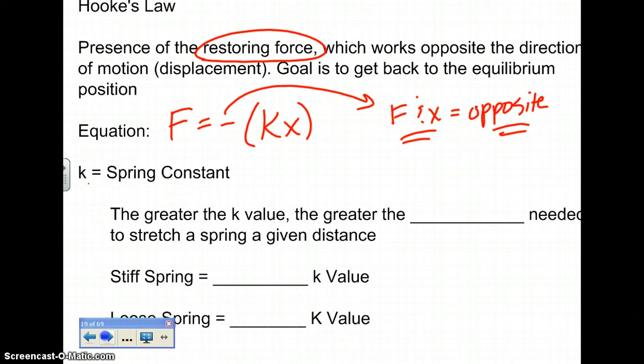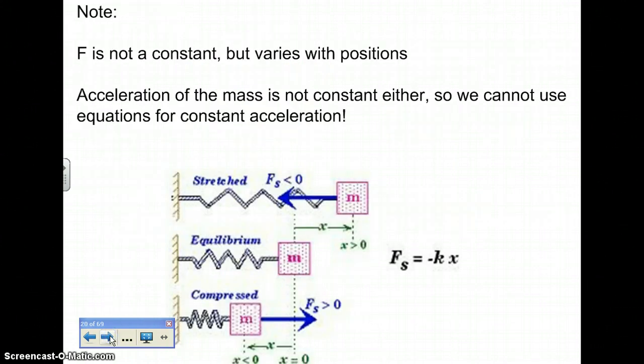This K value, what's this K all about? This is your spring constant. Every spring has a constant value on it. The stiffer the spring, the higher the K value. The looser the spring, the lower the K value. So looking at this spring constant, you're going to look at the greater force needed to stretch that spring to a given distance, to try to pull away from its equilibrium position.